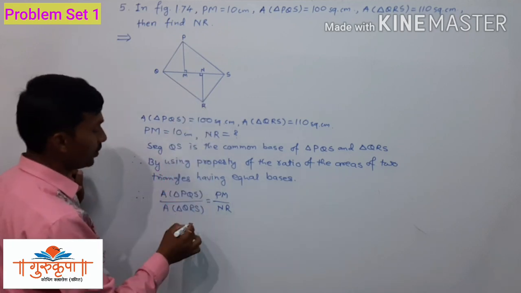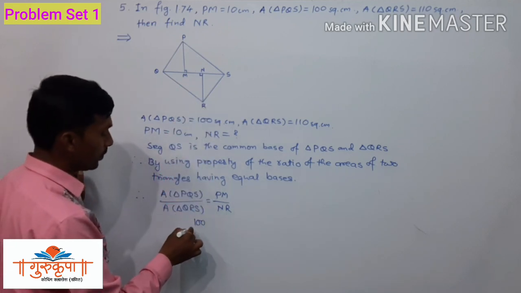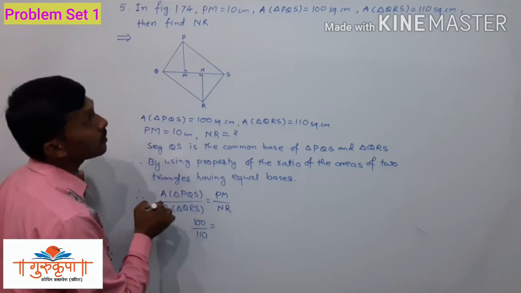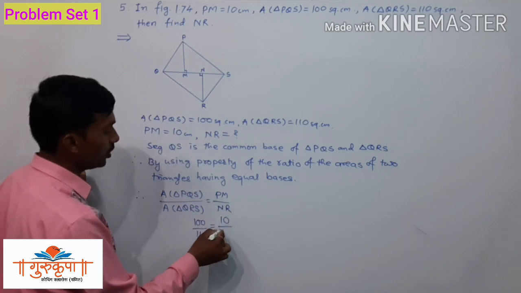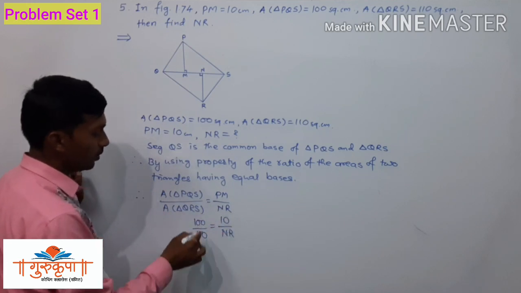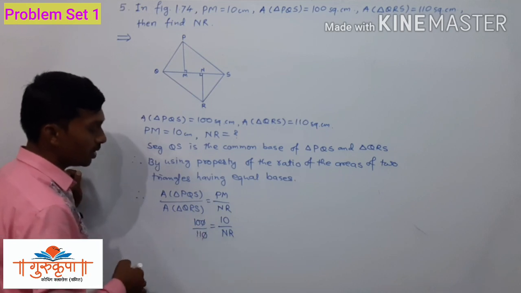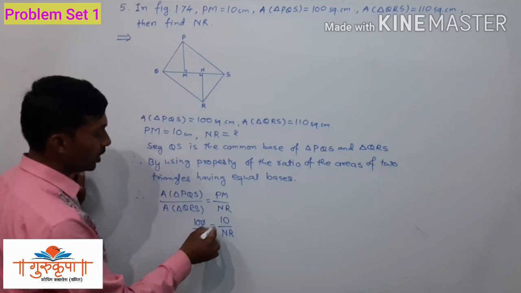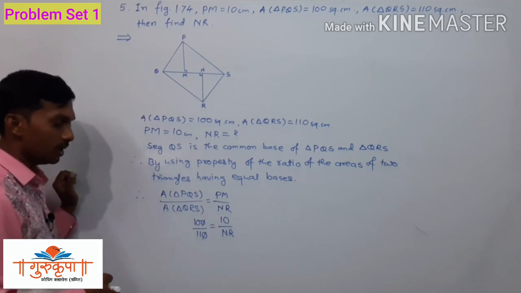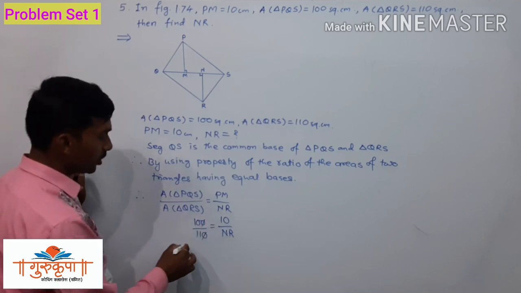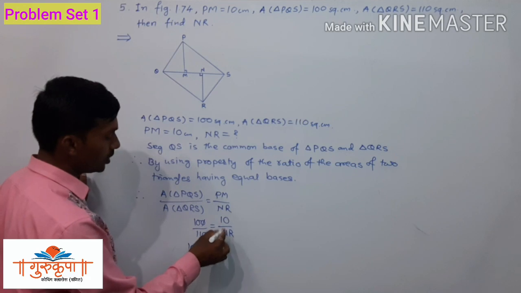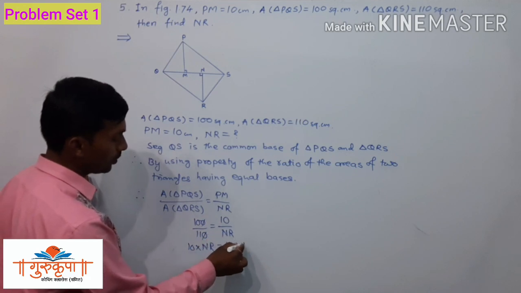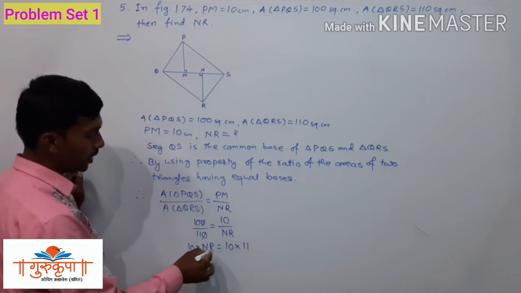Area of triangle PQS is 100 upon area of triangle QRS is 110, that is equal to PM is 10 upon NR. Here 0 gets cancelled. We have 10 upon 11 is equal to 10 upon NR. Now we can take the cross multiplications: 10 into NR is equal to 10 into 11. Now here 10 gets cancelled.